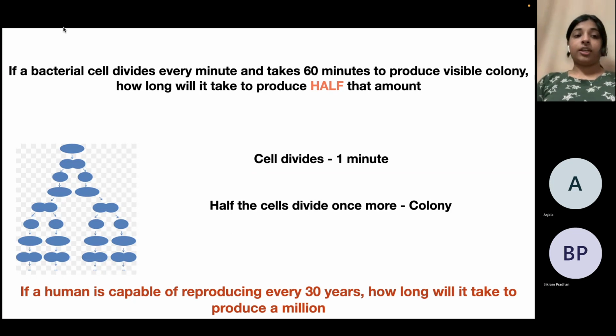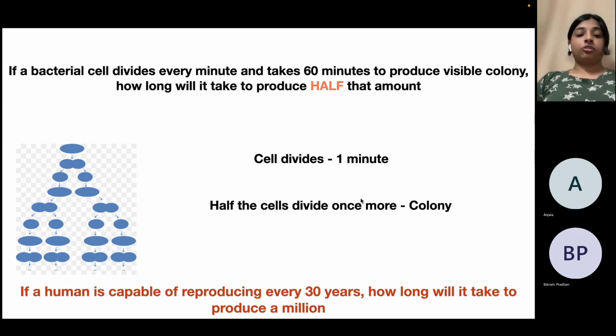So this is a very interesting question: if a bacterial cell divides every minute and takes 60 minutes to produce a visible colony, how long will it take to produce half that amount? Now, considering a visible colony is around millions of cells, what would be the amount of time that is required to produce half the amount of cells? Because the question says that the cell divides every 1 minute, half the cells, if they divide just once more, will produce the number of cells that is required for the colony. Hence, if it takes the bacterial cell 60 minutes to produce a visible colony, in fact, it takes only 59 minutes to produce half that amount.